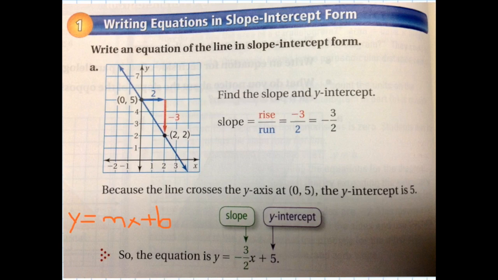To write an equation from a coordinate plane, we need to remember our linear equation y equals mx plus b, knowing that the mx would be our slope, and our b would be our y-intercept. We can use the coordinate plane and figure out how to write an equation.